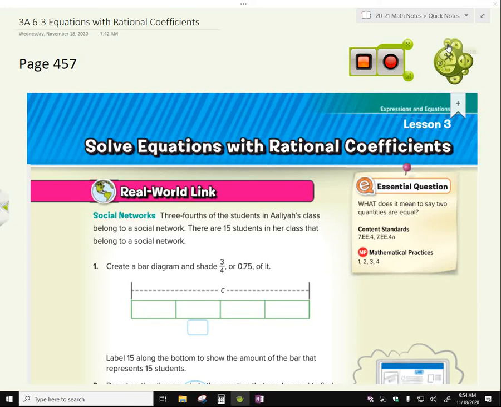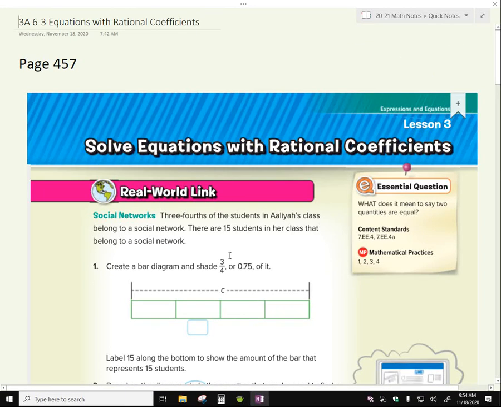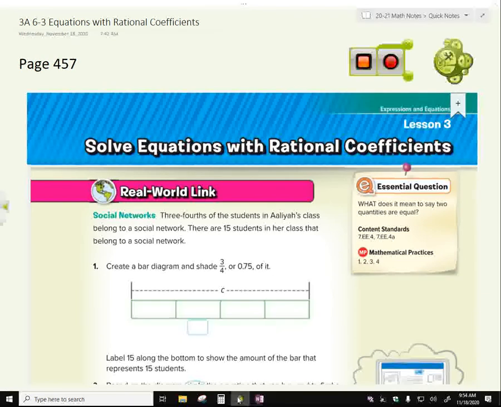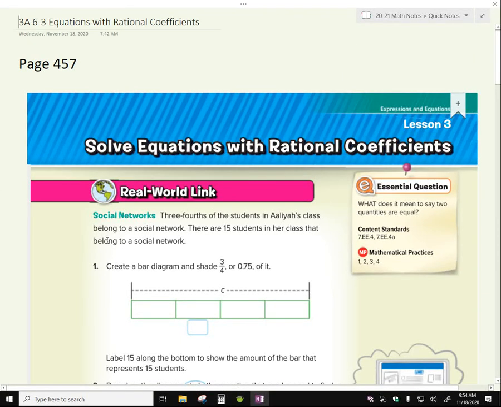Page 457. Solve equations with rational coefficients. So what they mean by rational coefficients in this situation is fractions and decimals. And that's why I had you get your calculators out for the decimal part. As a reminder, if there's an equation with a fraction, keep it a fraction.